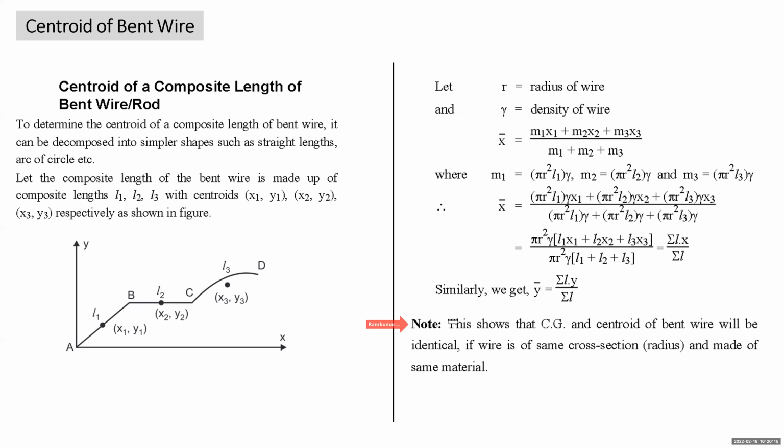So we will be finding the centroid coordinates of the composite length of the bent wire using these two formulas. X bar will be summation Lx upon summation L, and y bar will be summation Ly upon summation L.